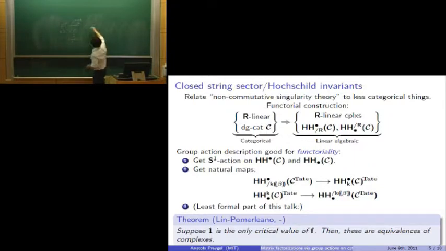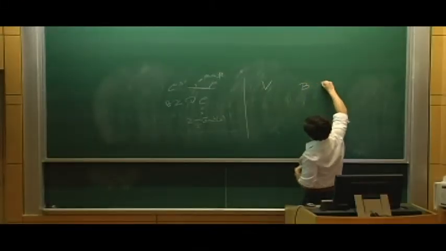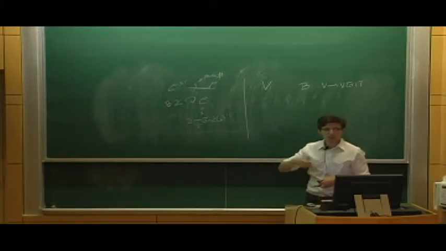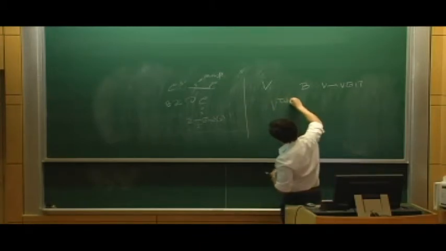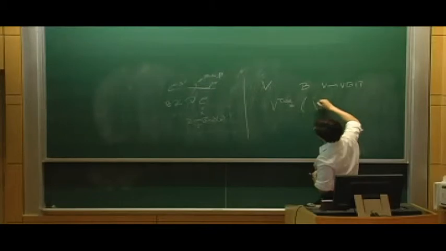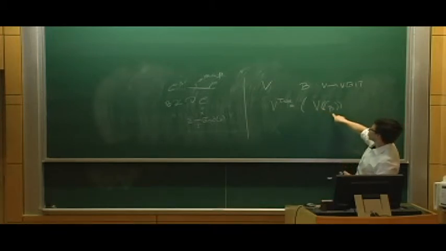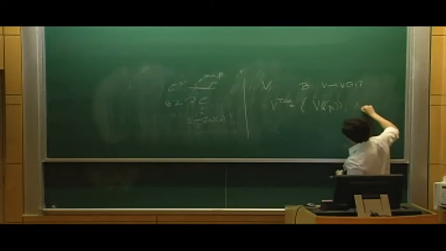And just as a little cheat, these constructions at the level of chain complexes have explicit models. So if I have a complex V, a circle action on it is the same as a B operator. That's a map from V to V shifted by 1, satisfying a certain B squared equals 0 condition. And in that case, V Tate is explicitly given by: you take V, you adjoin a Laurent variable beta, in homological degree minus 2, and then you take the differential to be the internal differential of V plus beta times this B operator.